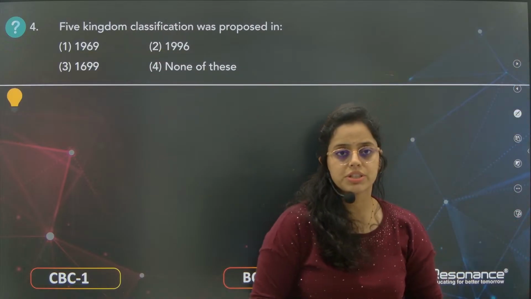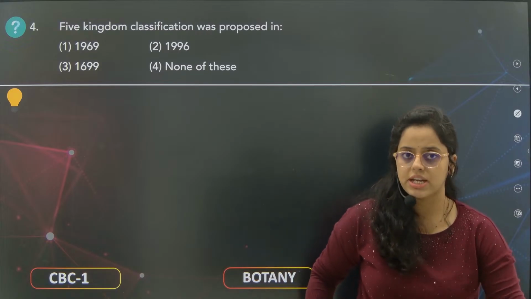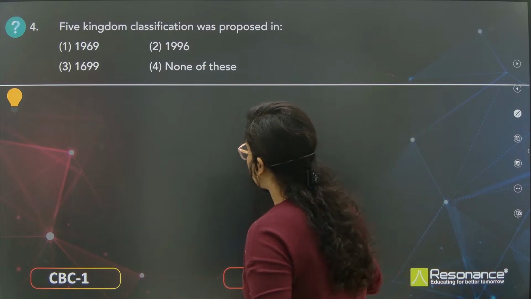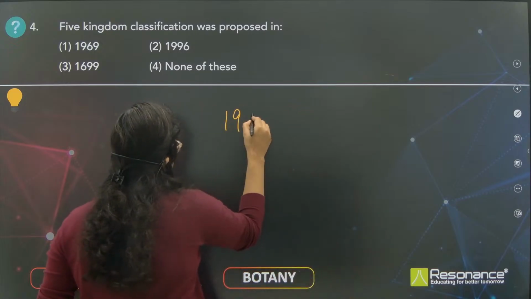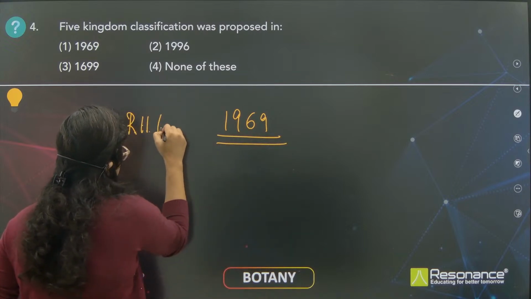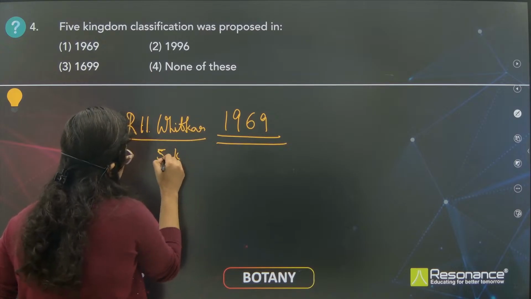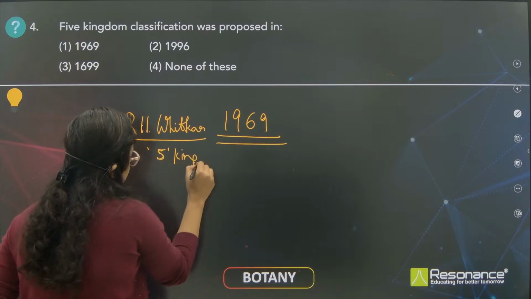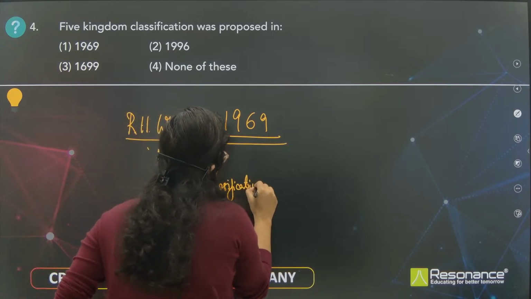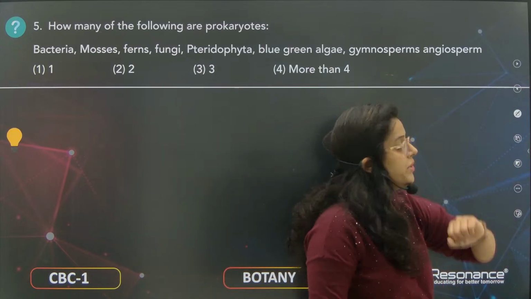Now going to the next question, question number 4. 5 kingdom classification was proposed by, as we have just learned, R.H. Whittaker, and this classification is given in 1969. Okay, so R.H. Whittaker proposed 5 kingdom classification in 1969.